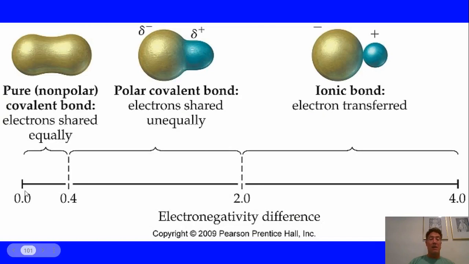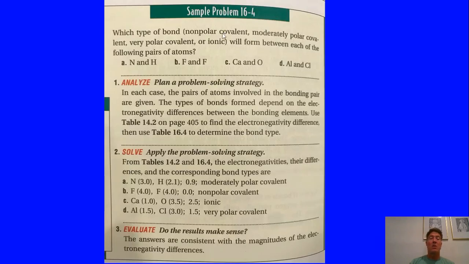Again, showing that if the range is only a little bit, you'll have a nonpolar covalent. If the range is between 0.4 and 2, you'll have a polar covalent. If it's above that, you'll have an ionic bond. So we can use that to predict the bonds here.